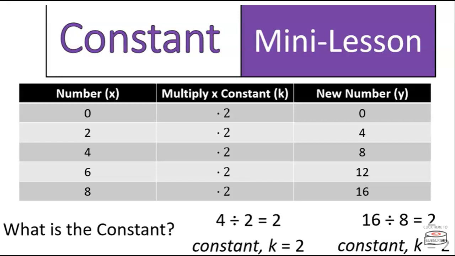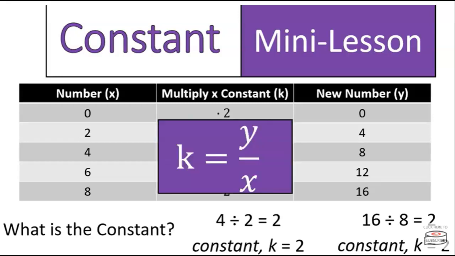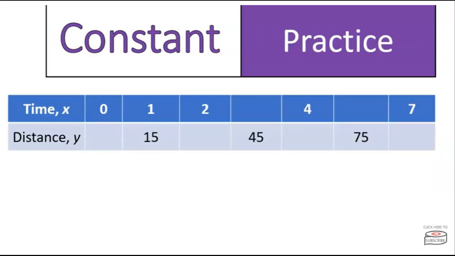In conclusion, if you are not given the constant, there's the equation to find the constant. The constant, again, k, is equal to your y value divided by your x value. Pretty straightforward. Now let's do some practice.